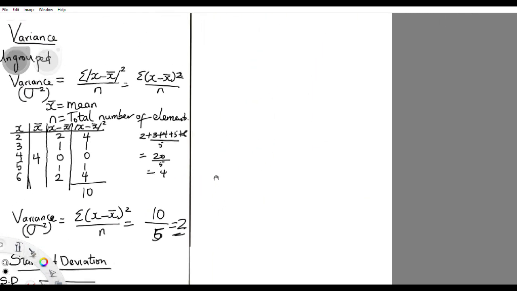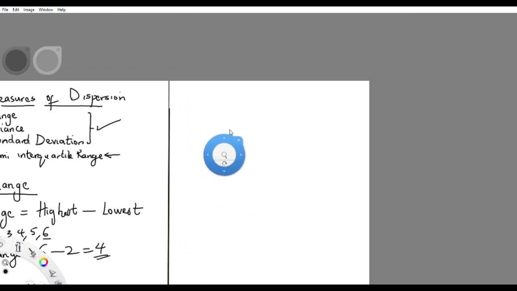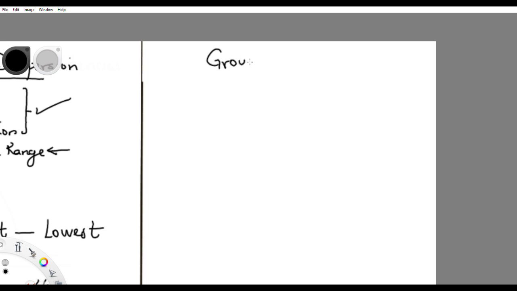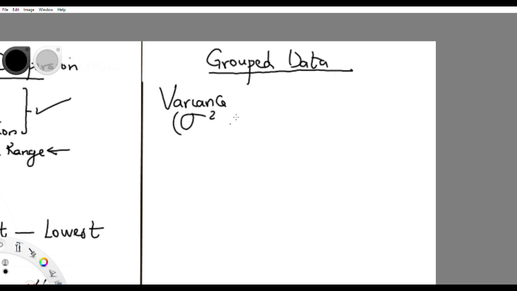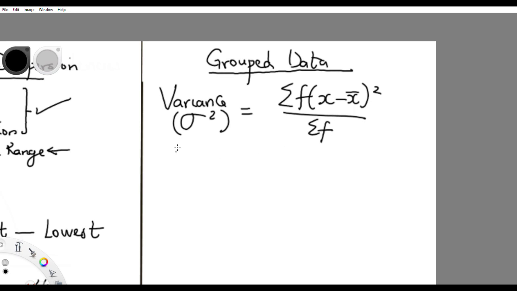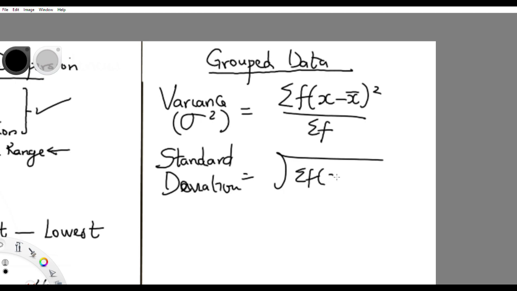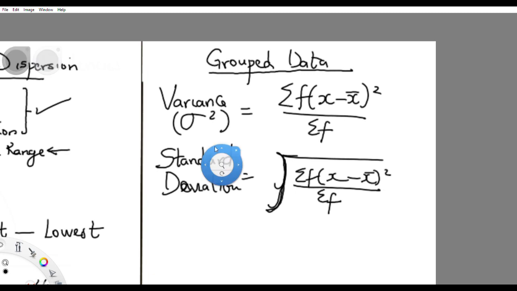That takes us to grouped data. Now for grouped data, the variance, that's sigma square, equals summation f x minus x bar squared all over summation of f, and the standard deviation will simply be the square root of summation f x minus x bar squared all over summation of f. Remember, it covers everything.